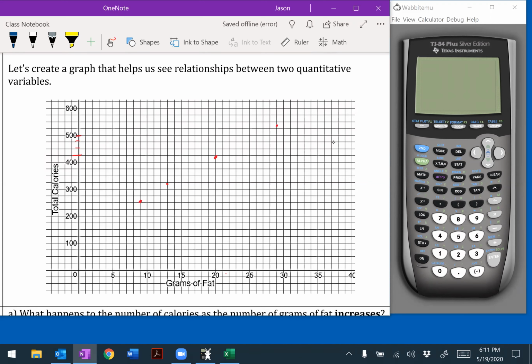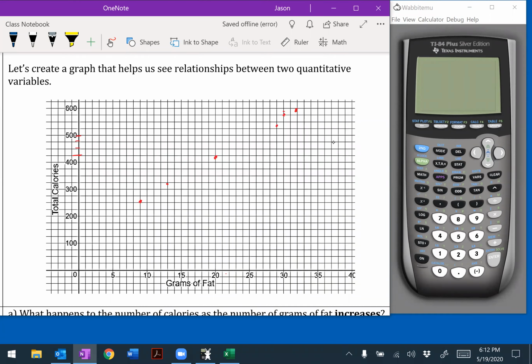Oh, oops, that should be higher. 550 is here, and 560 right above it. Okay, what else are we getting? 34, 590. I think that's the largest one that we have. Okay, crispy chicken, 25 and 500.